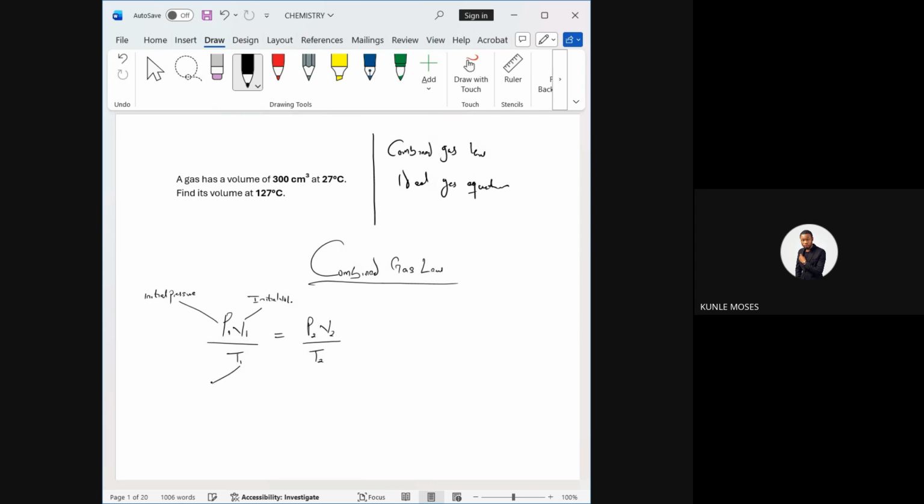While this T1 talks about the initial temperature. You can see everything in this first formula here talks about initial, right?